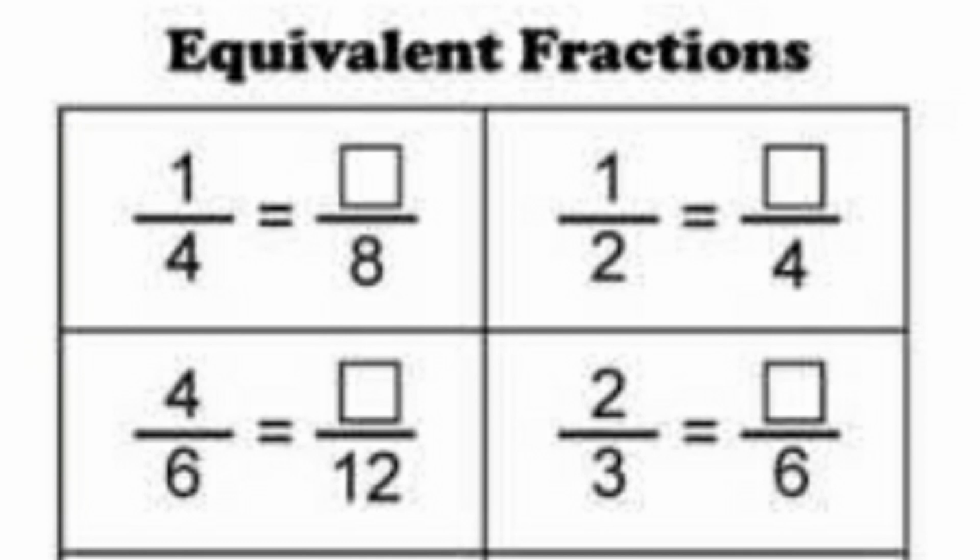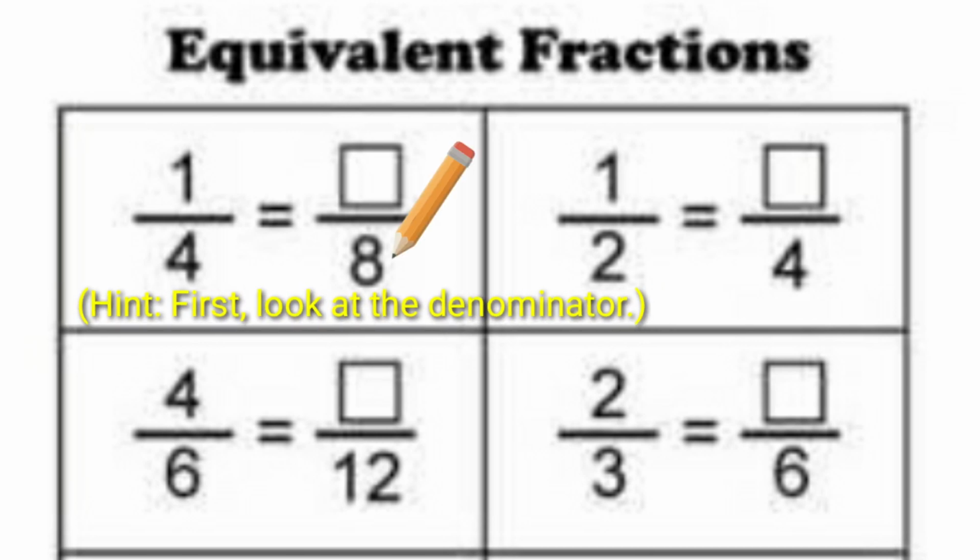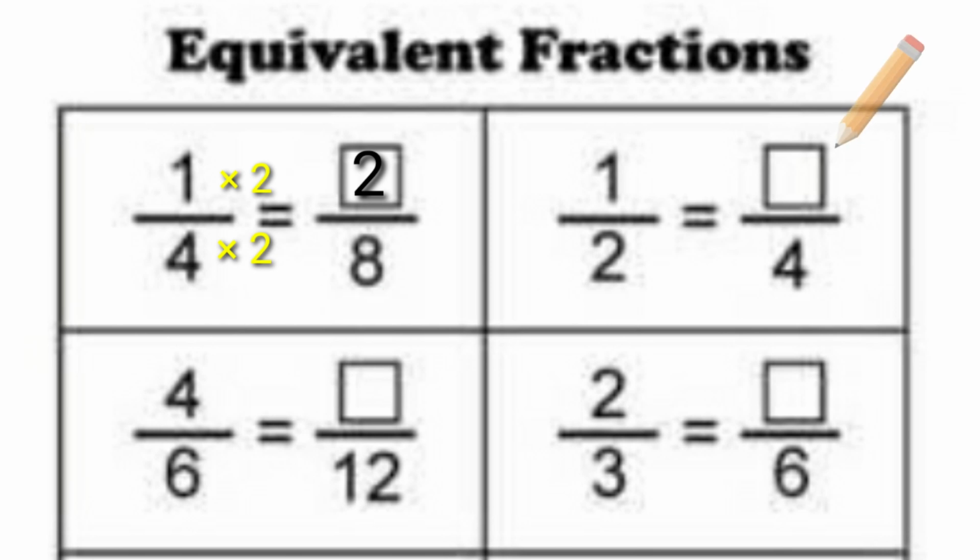What if there is no picture, diagram, or drawing? How can we find the equivalent fractions? This is easy. We just simply multiply the same number to the numerator and to the denominator. Example, 4 times 2 equals 8. So, 1 times 2 equals 2. 2 times 2 equals 4. So 1 times 2 equals 2.